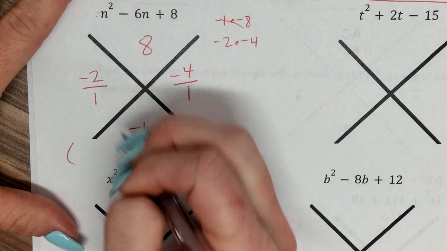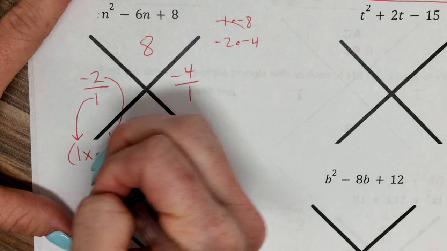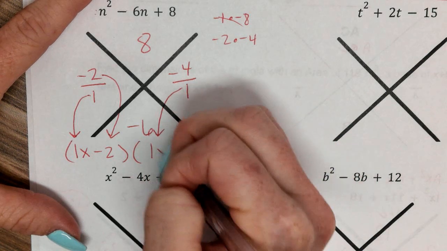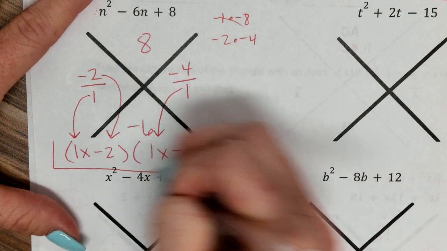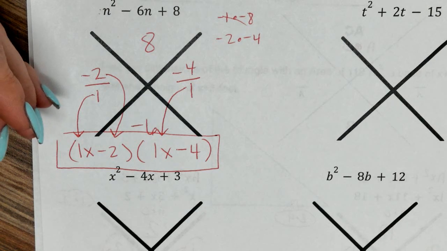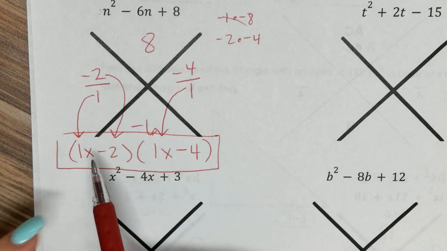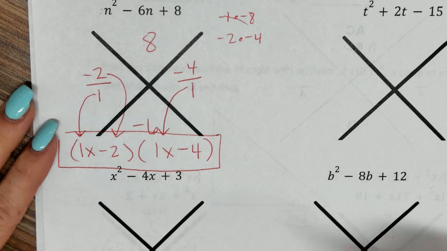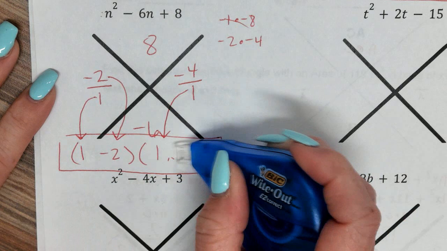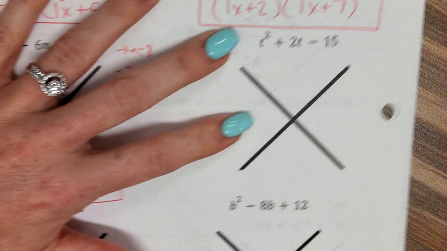Okay, bottoms up. This goes first, 1x minus 2. Bottoms up, 1x minus 4. Could you check your answers by doing FOIL? Yes, so you could FOIL this and make sure it gives you this. Instead of x, what should I put? Yeah, because the variable was n. It really doesn't matter, but I'm going to make it look right. So I have n. All right, would y'all like to try this one on your own?